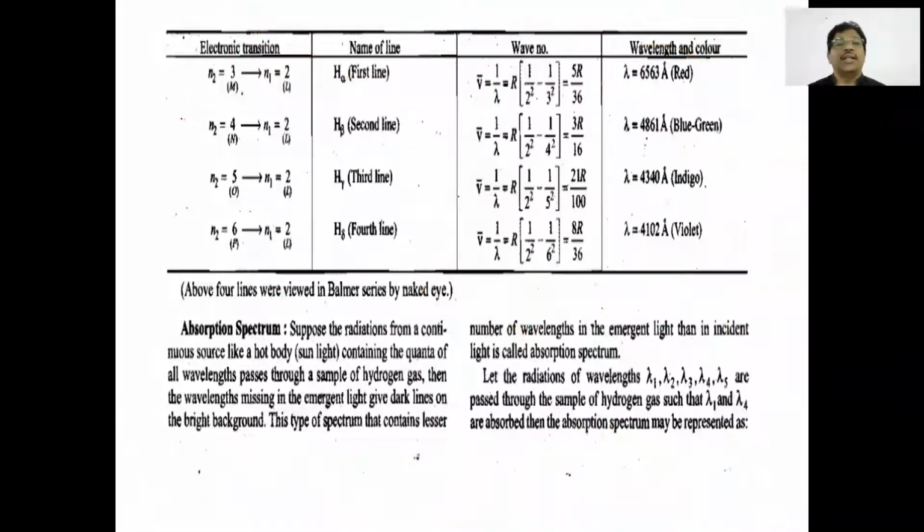Yeah. So now the second line. Second line of which series? Again, Balmer series. Again, N1 is 2 here. N1 value 2 means it is Balmer series again. Of which atom? Hydrogen. H we have taken, H beta. H beta means the second line of Balmer series of hydrogen. H indicates hydrogen here. So it is called the second line or beta line of hydrogen atom or hydrogen spectrum.